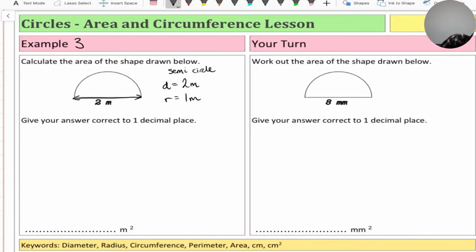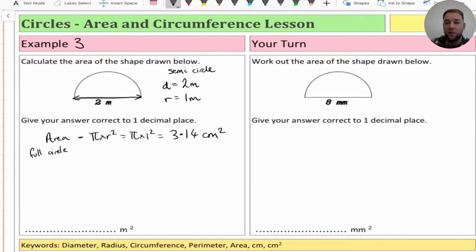So when I do this one, my area of a full circle is equal to pi times by my radius squared, which is pi times by 1 squared in this case, which to 1 decimal place, I'll do 2 decimal places because I'm not finished yet, is 3.14 centimeters squared. But the problem with that is that's for a full circle, isn't it? We don't want a full circle. What we want is the semicircle.